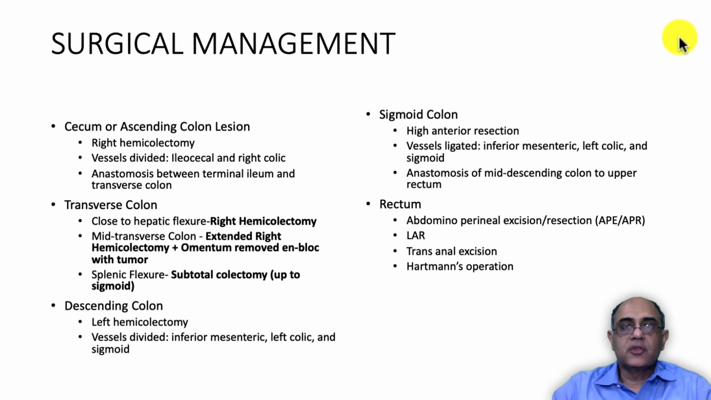So what are the surgical treatment options for various tumors? The tumor can occur in the cecum, transverse colon, descending colon, sigmoid colon, and the rectum. When you remove the right colon, the operation is called right hemicolectomy. Removing the left colon is left hemicolectomy. Removing the transverse colon is transverse colectomy. Removing the sigmoid colon is called sigmoidectomy, or sometimes high anterior resection. Removing the rectum is called low anterior resection. And if we have to remove the anus also, that is called abdominoperineal excision or resection.